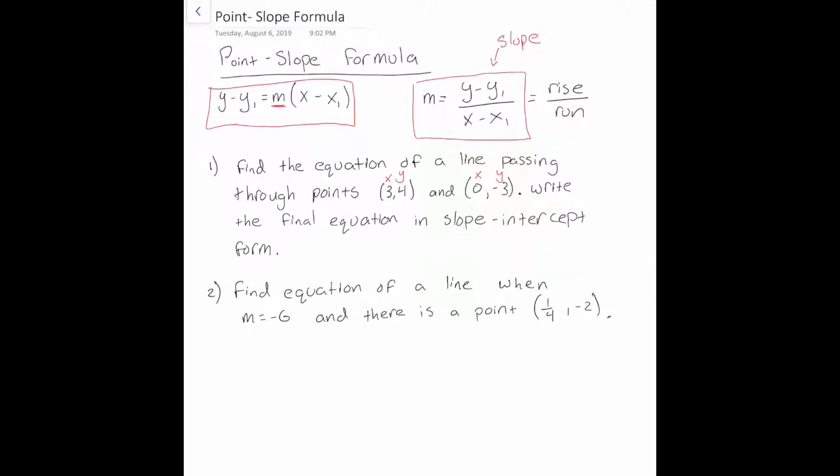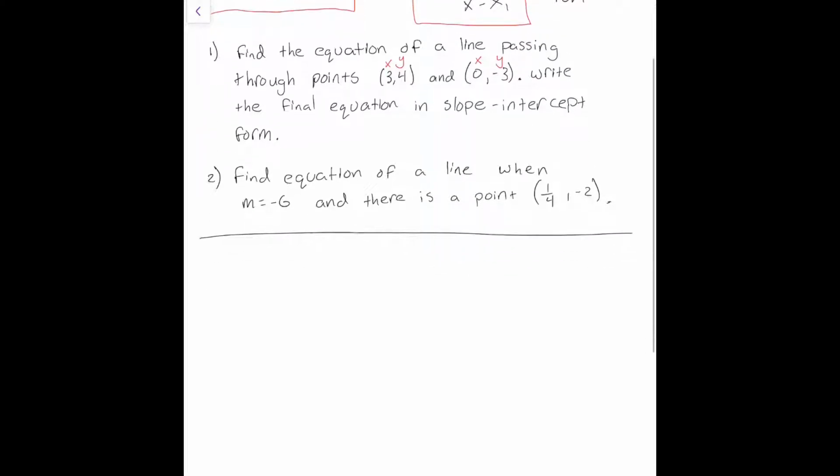So solving for this, the problem asks for us to write the final equation in slope-intercept form. Slope-intercept form, and we'll go ahead and show you here. Slope-intercept form pretty much consists of y equals mx plus b.